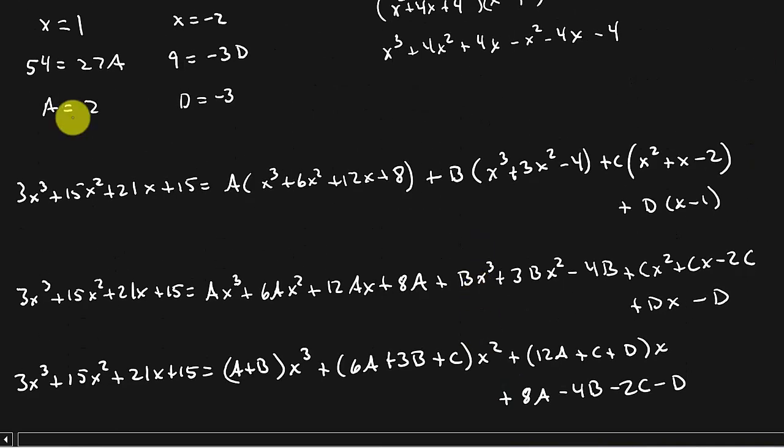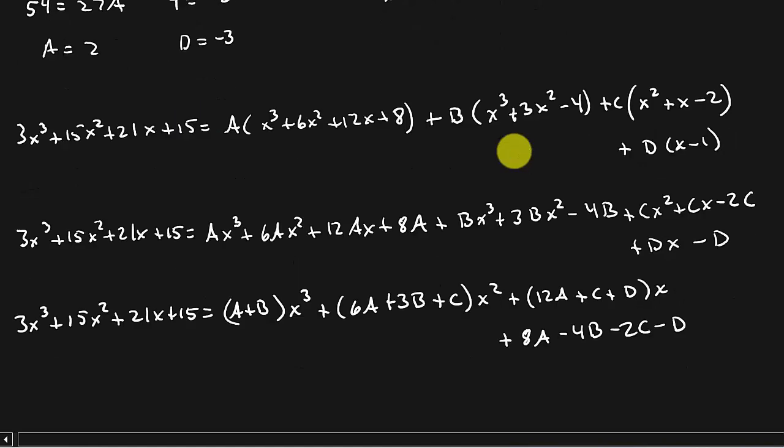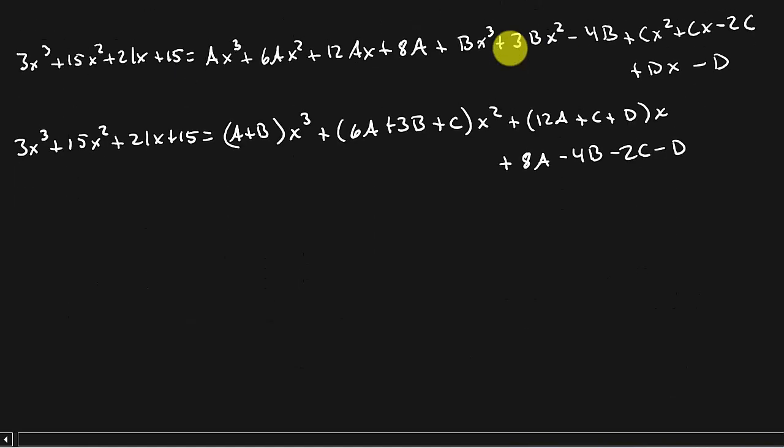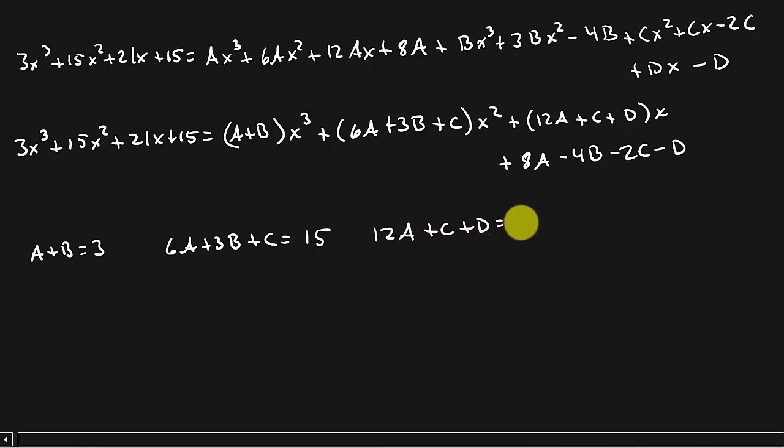All right, so now we can solve. Now remember, we've already got a and d. We already know what a and d are. All right, so this tells me that a plus b is equal to 3. Okay, hang on a second. I'm going to explain where all this is coming from. 6a plus 3b plus c is equal to 15. You might already know, but I will explain it. 12a plus c plus d is equal to 21. And I have 8a minus 4b minus 2c minus d is equal to 15.